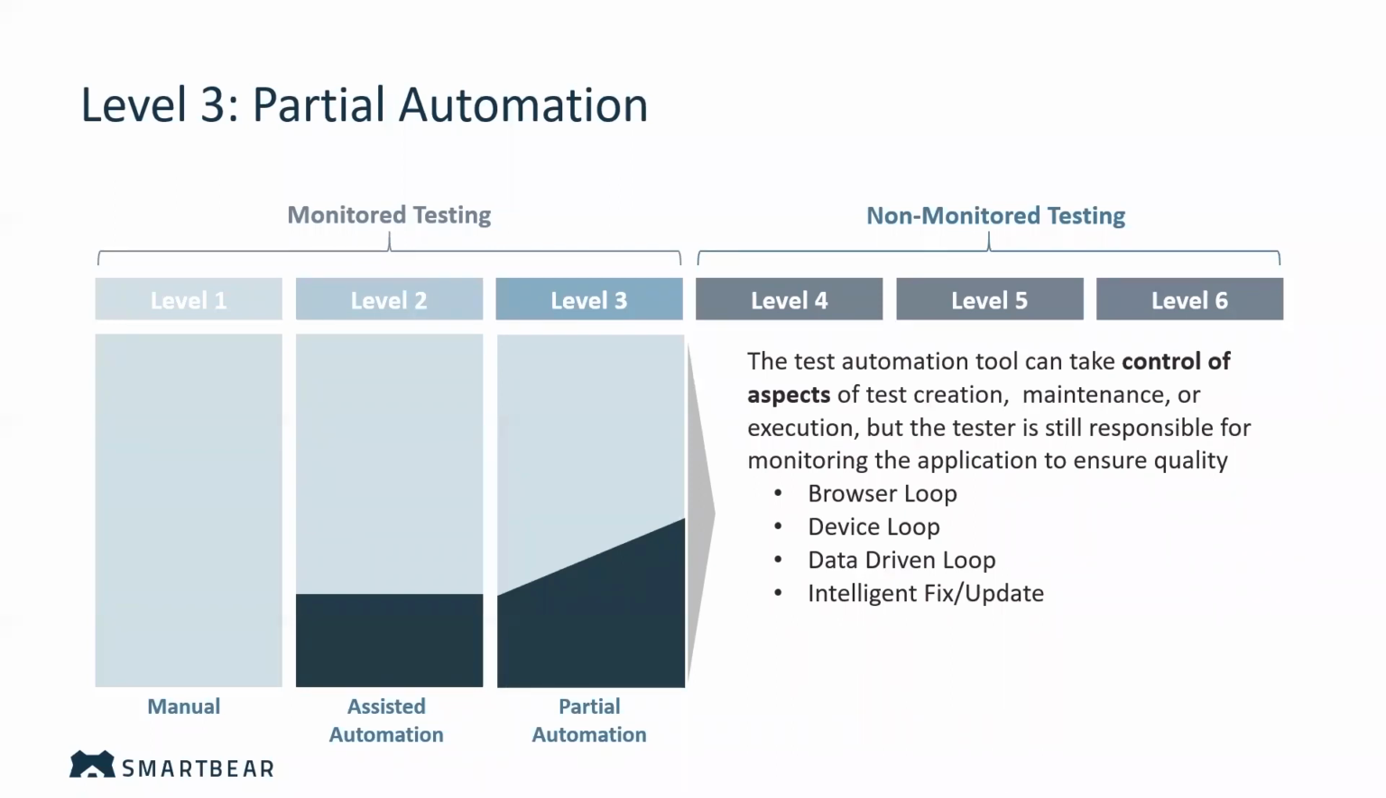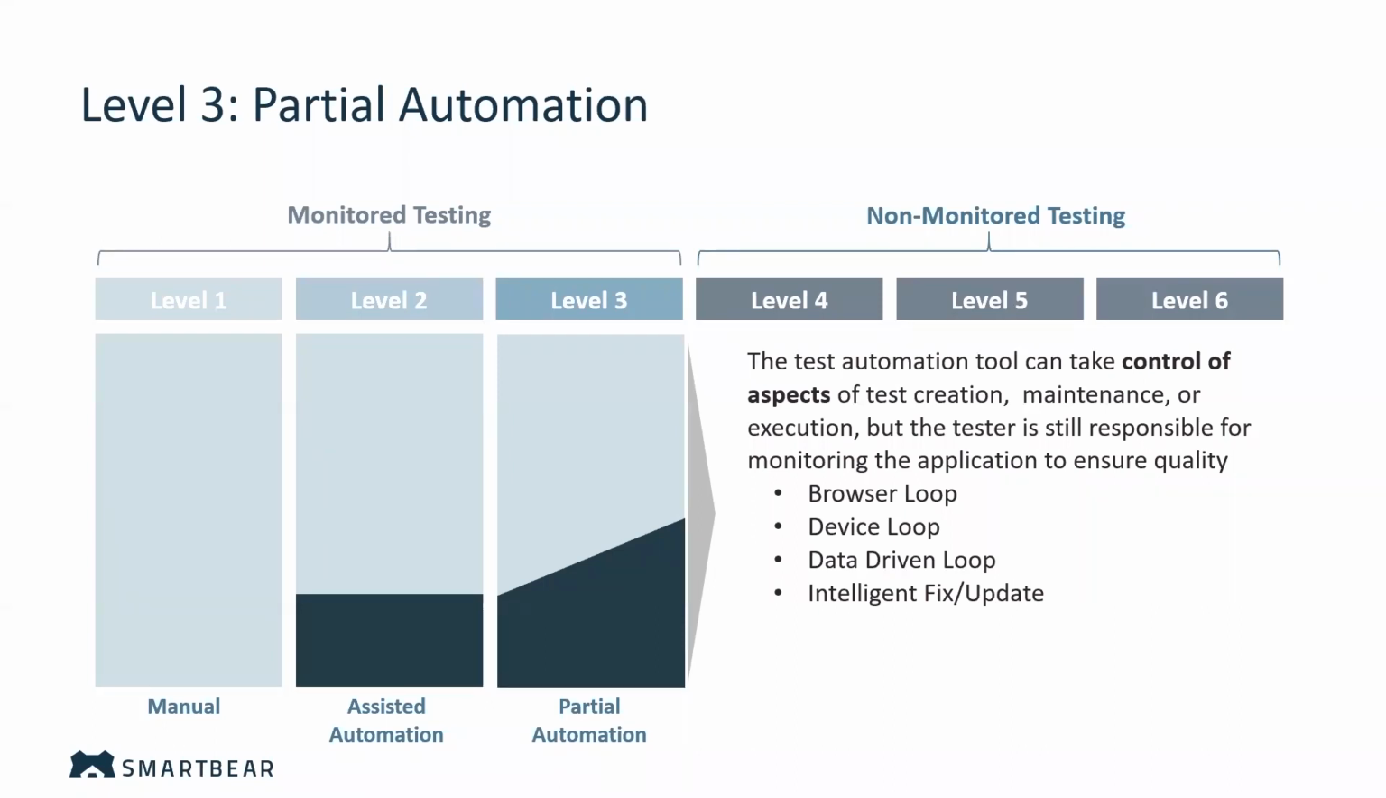The next level we're diving into now is partial automation. So this is where the test automation tool can take control of aspects of the test creation, the maintenance, or the execution. But at the end of the day, the tester is still responsible for monitoring the application to ensure quality. So this is just another level of automation.